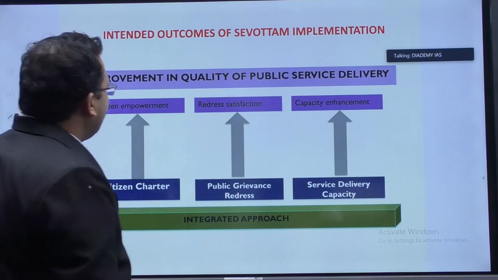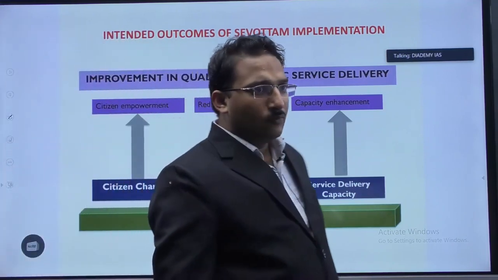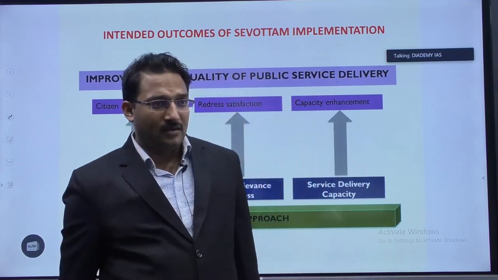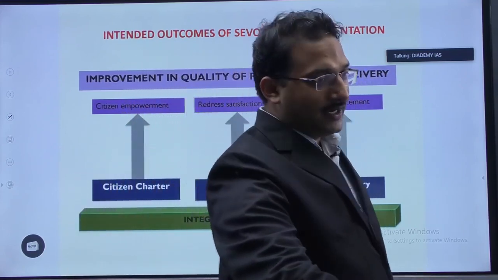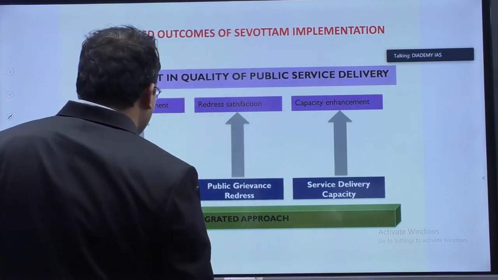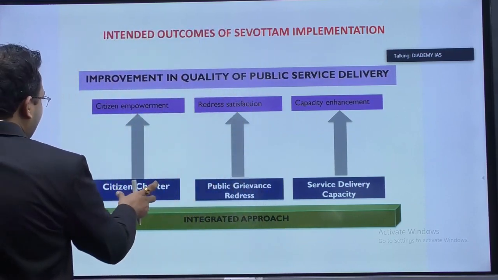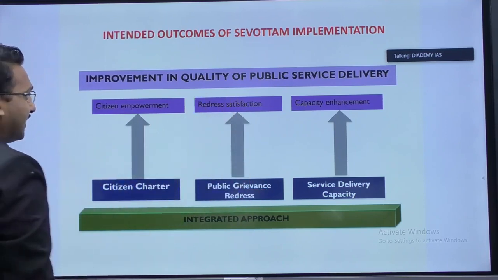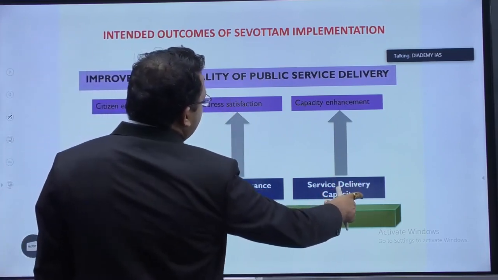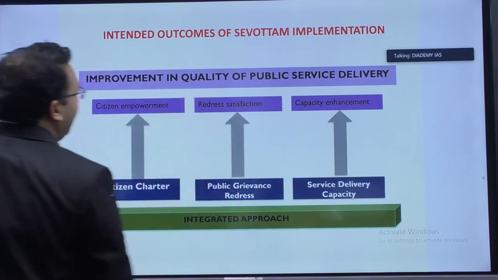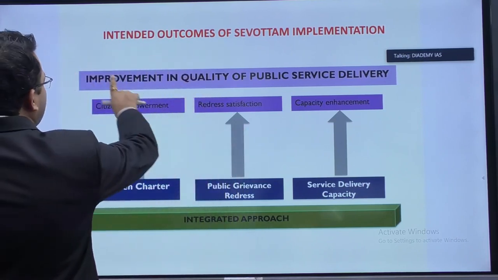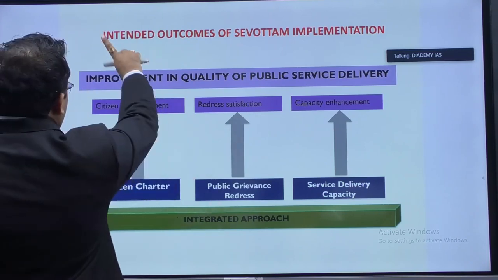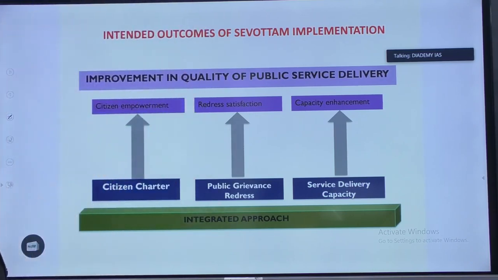This is for the Sevottam model, and this diagram is given by the government. This is available in the government documents, right? So you can use this diagram. You can make this diagram like citizen charter, citizen empowerment, public grievance redressal. It addresses the satisfaction, service delivery capacity. It increases the capacity, right? And ultimately, all of these lead to improvement in the quality of public service delivery. These are the intended outcome of the Sevottam implementation.